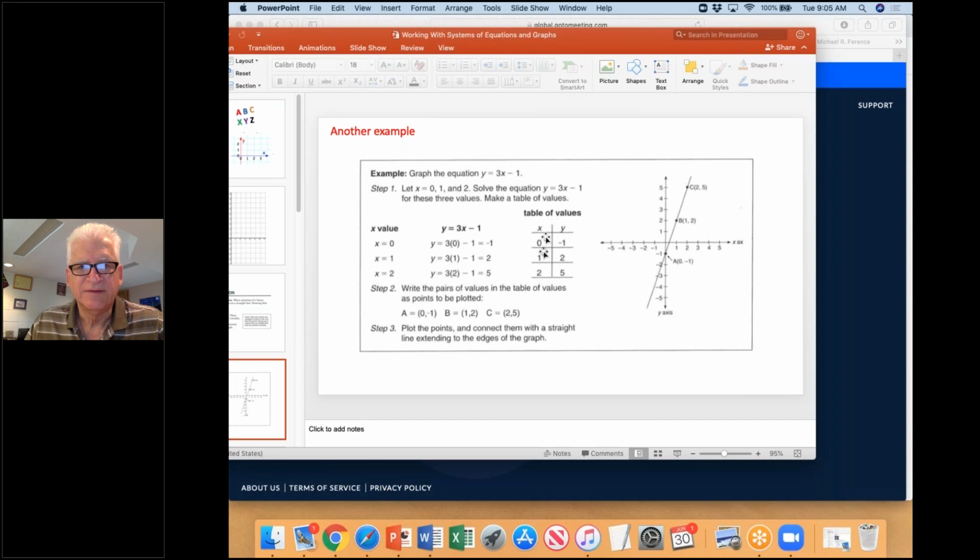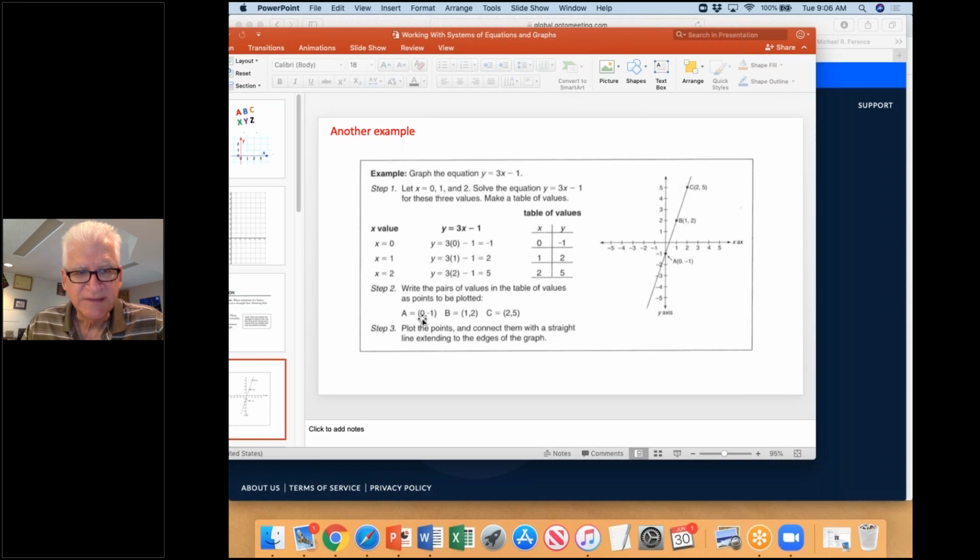Now you've got these 3 pairs of values in the table over here: 0, negative 1, 1, 2, and 2, 5. So we've written those down as ordered pairs here. Point A equals 0, negative 1, which is this. Point B is 1, 2. Shown here, when we plug the 1 into the equation, we have 1, 2. And point C is 2, 5, because when we plugged 2 into this equation, 3 times 2 is 6 minus 1 gives you 5.